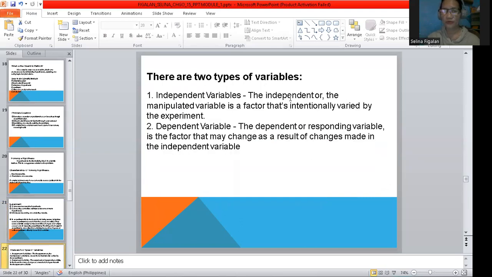There are two types of variables. So wala pa kayo doon sa independent variables and then your dependent variable. When you say independent variable, the independent or manipulated variable is a factor that is intentionally varied by the experimenter. Okay, later i-apply natin yan. Dependent variable, the responding variable, is the factor that changes as a result of the changes. Kung ano yung cause, naging dependent siya doon kaya nagkaroon ng changes.